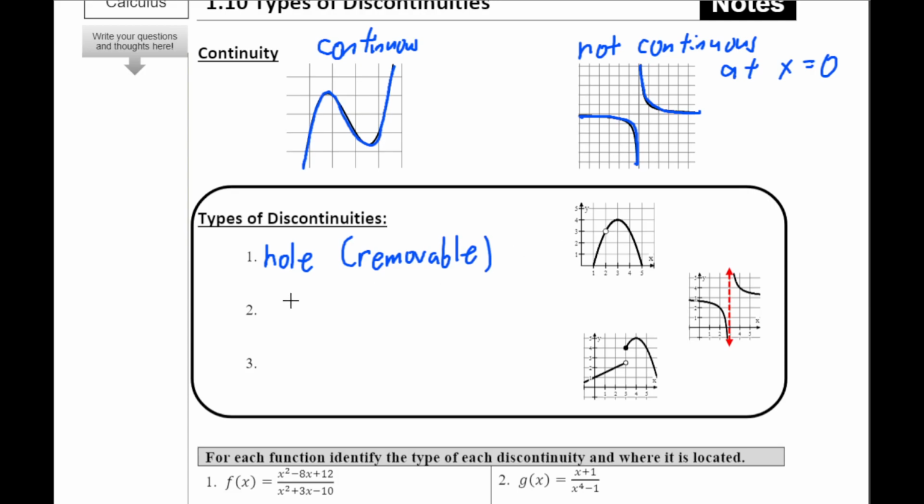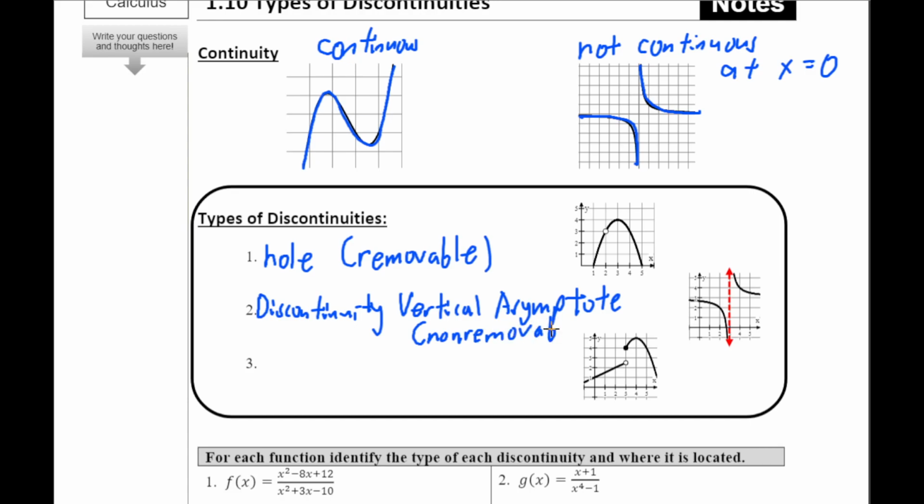Number 2, we'll call discontinuity because of a vertical asymptote. And this is non-removable. This is non-removable because there isn't just one place we can fill in that would make the graph continuous.